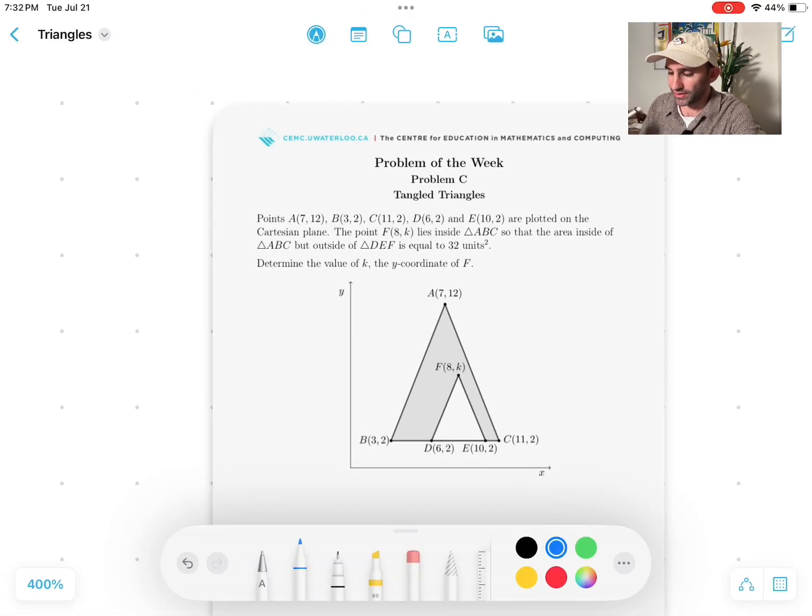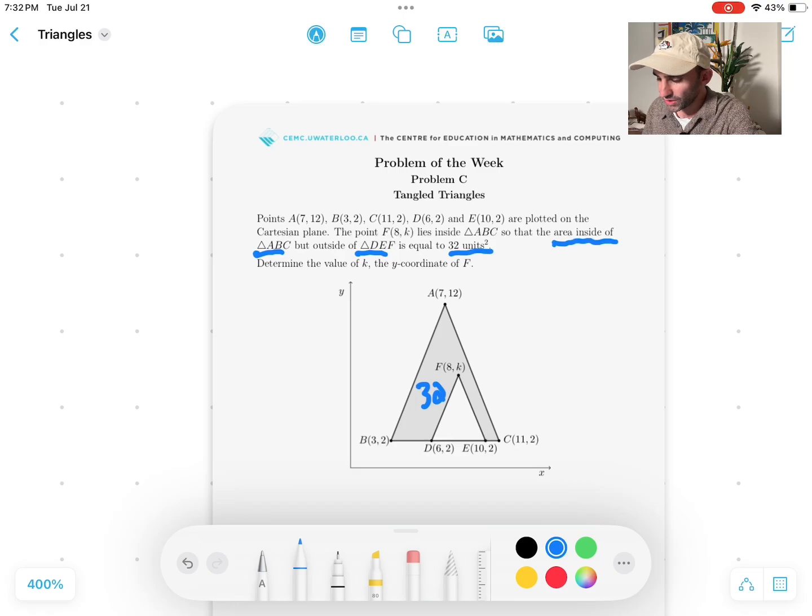So, let's start marking this up a little. We know that the area inside of ABC but outside of DEF is equal to 32. Okay, so that's going to be this shaded region here, 32 square units. We'll just write 32 for now. And we want to find the y-coordinate of F. So we're going to use our formula for area of a triangle to figure this out slowly.